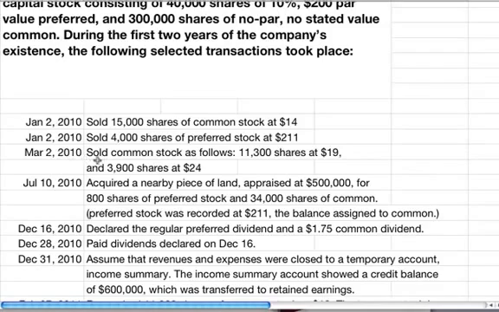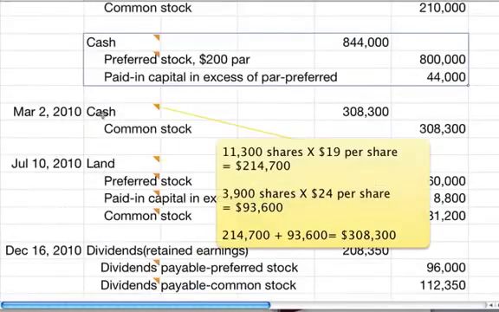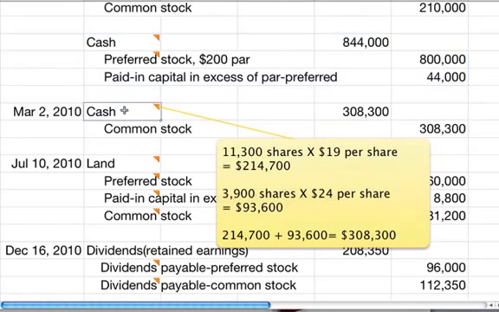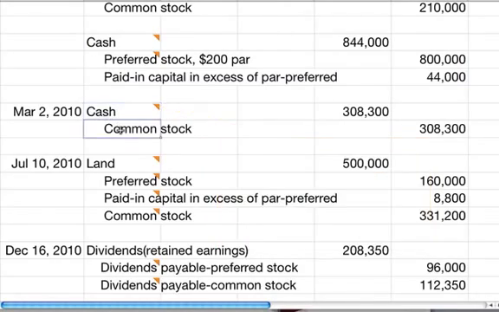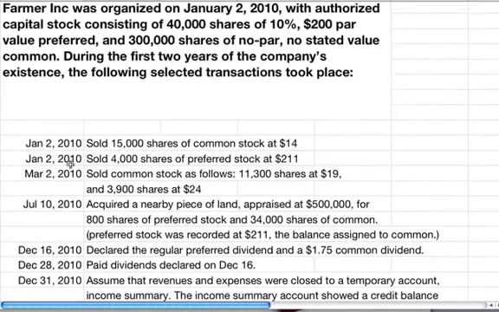On March 2nd, we sold common stock of 11,300 shares at $19 and 3,900 shares at $24. So that's 11,300 times $19 per share and 3,900 times $24 per share, and you add those together, you get the $308,300. Again, it's a regular sale of stock, so debit cash, credit common stock.